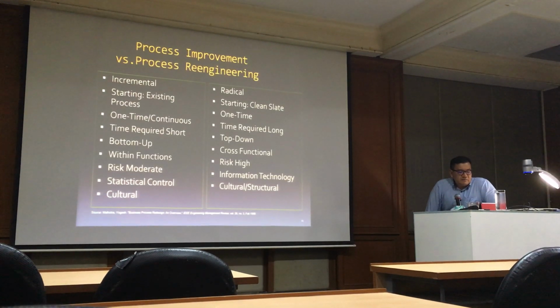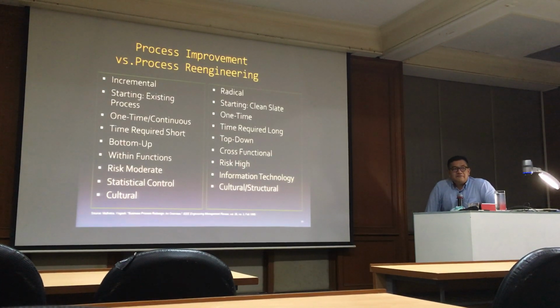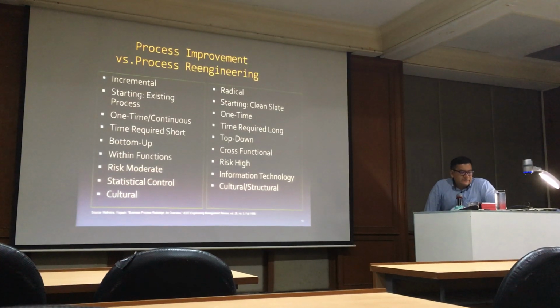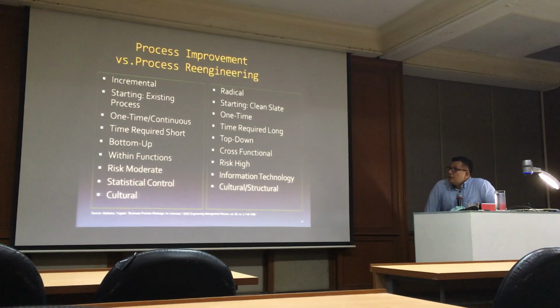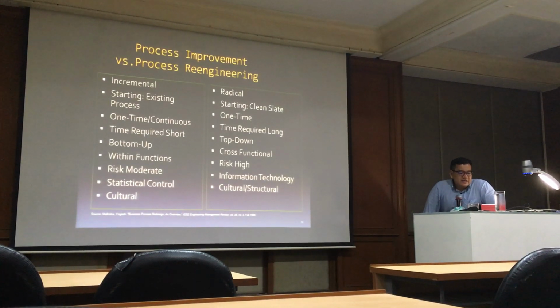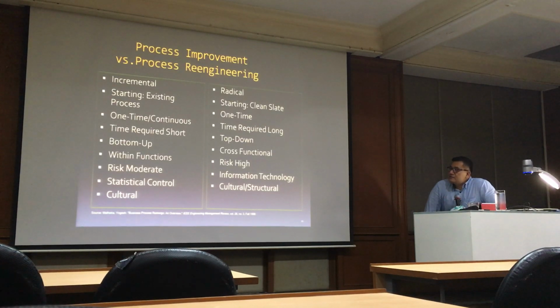Okay, it's about the top-down for re-engineering, it's top-down policy. But improvement comes from bottom-up. So if you're going to do the re-engineering, it needs to come from your management. And it's cross-functional. One thing that's very interesting is the tool. For process improvement, you rely more on statistical tools, but for re-engineering, you rely more on information technologies. And since you are using breakthroughs, as a replacement for the old one, the risk is higher for re-engineering.